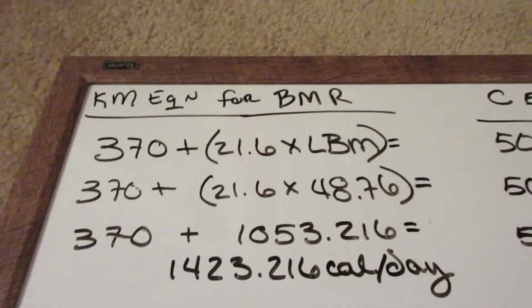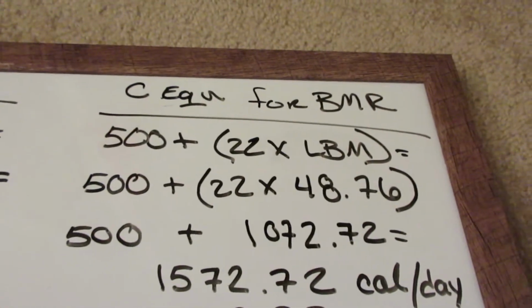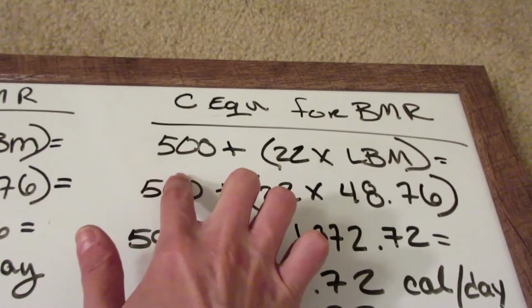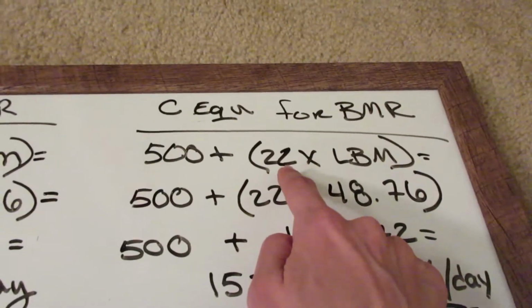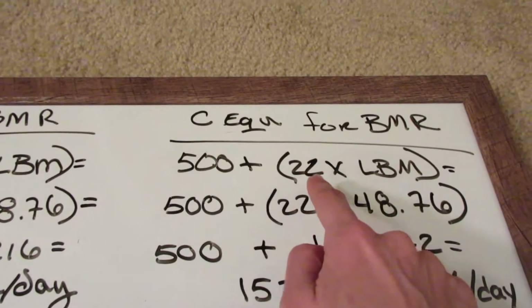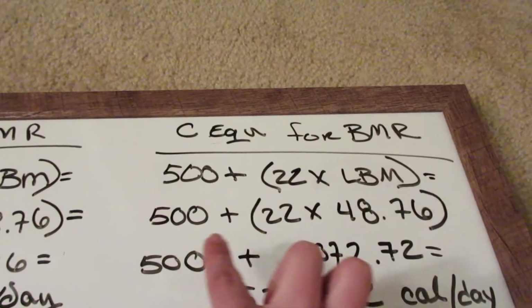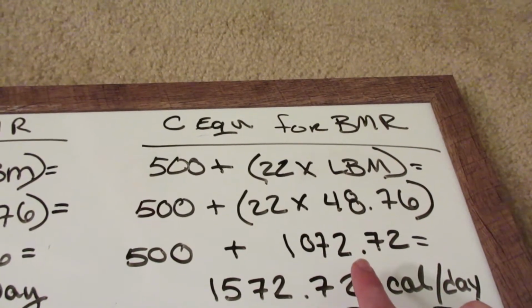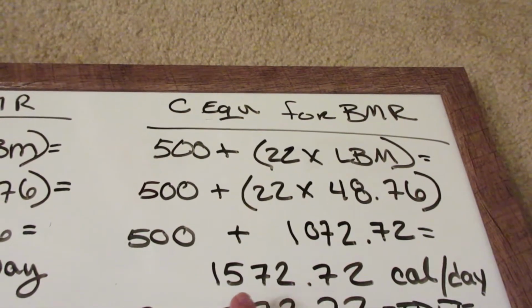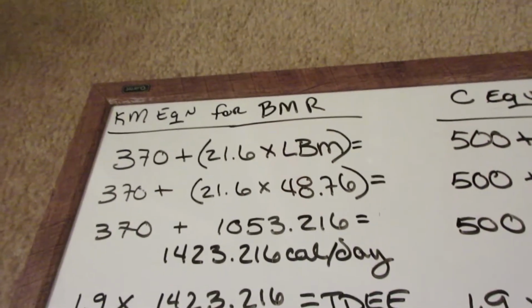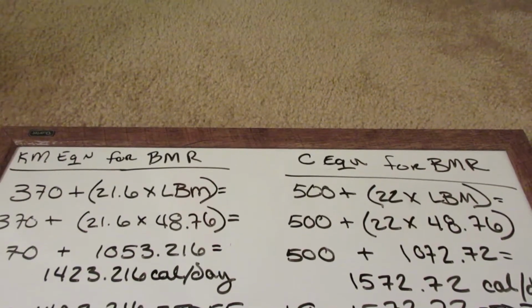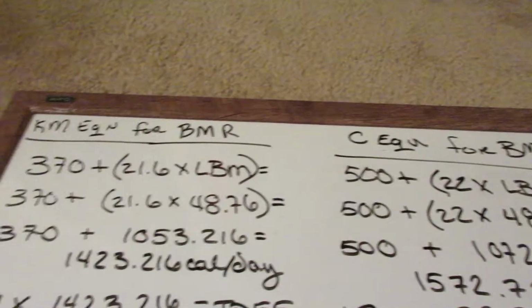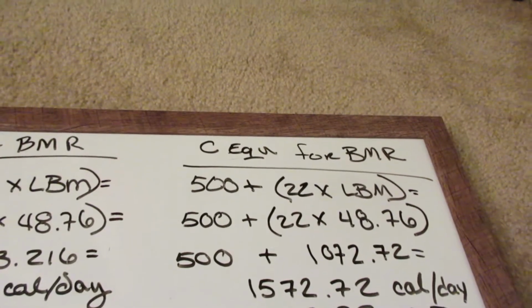That's the Katch-McArdle. Okay, on the JJ Cunningham equation, note that the starting number is a little bit higher, so you're going to come up with a little bit more in calories. Also, they decided not to use a decimal in here, and they went very simply with the 22 times your lean body mass in kilograms. So we went ahead and did that again. Okay, here we go. You see my math, and boom. So this really isn't hugely different from this number. All in all, it's really not. It's actually pretty darn close. So if that gives you any idea on how close these equations can come out.